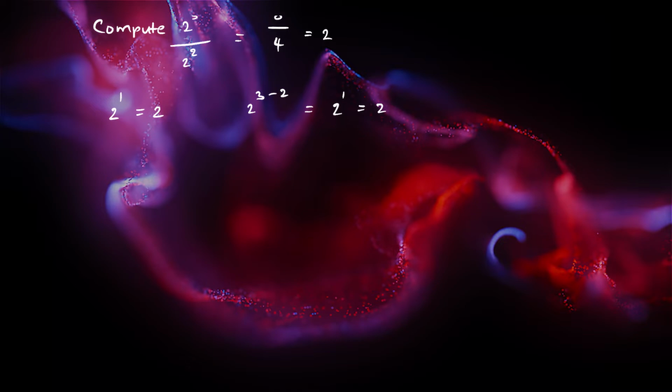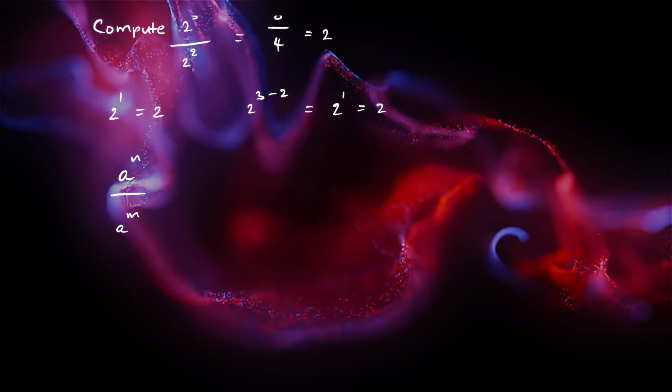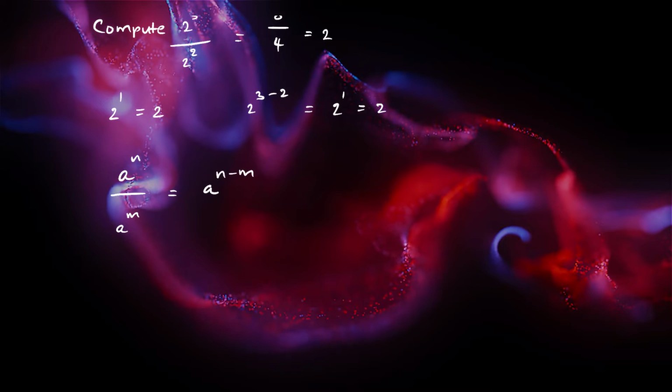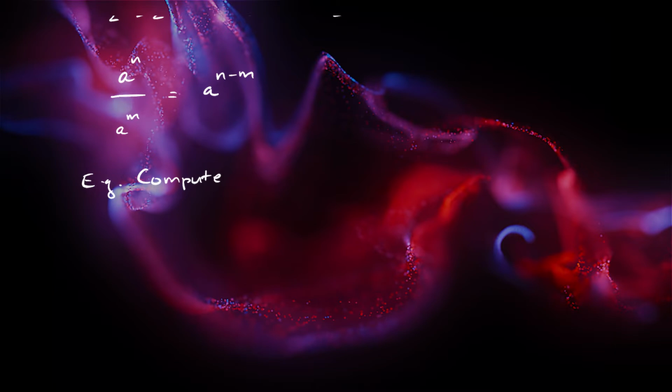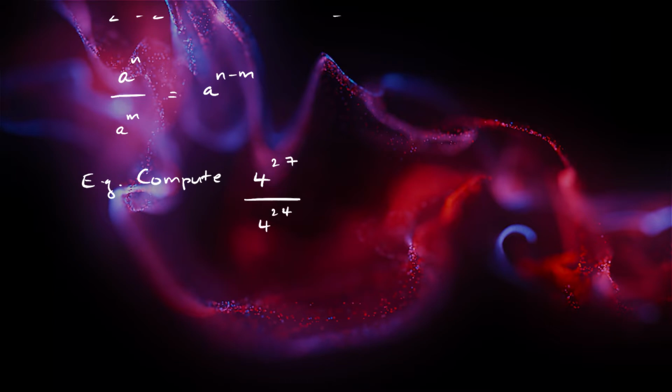And so for any base a, a to the power of n over a to the power of m is the same thing as a to the power of n minus m, assuming that our base a is the same. So let's look at an example for that now. Let's say, for example, let's compute 4 to the power of 27 divided by 4 to the power of 24.